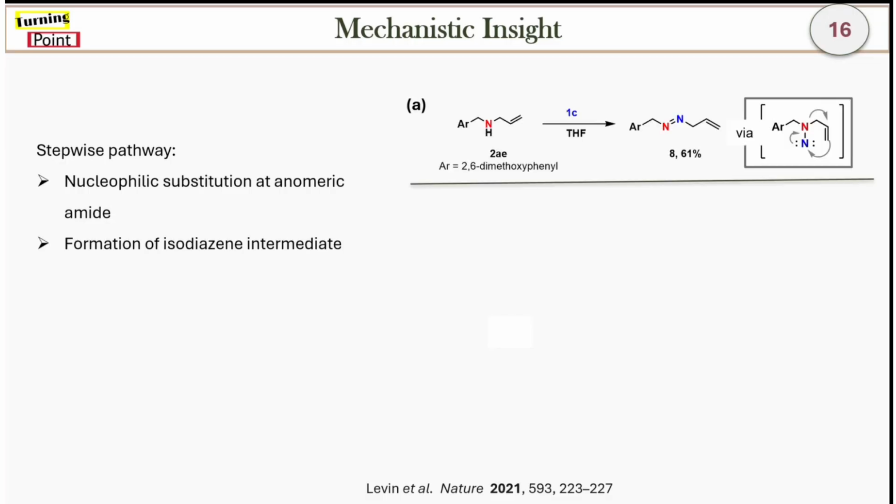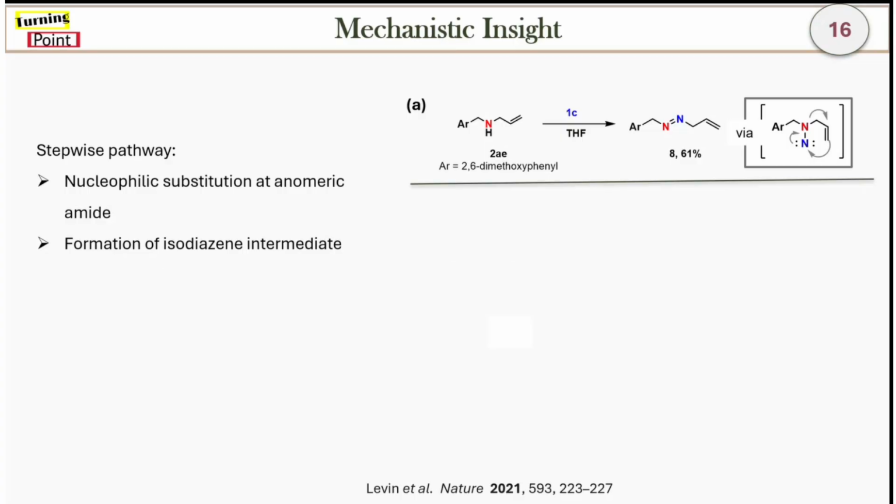Then another step they proposed is the formation of an isodiazine intermediate. To prove that one, they took this allyl secondary amine, and when they treated it with this anomeric amide, it rearranges through this 2,3 sigmatropic rearrangement, and it gives this isodiazine type of intermediate.